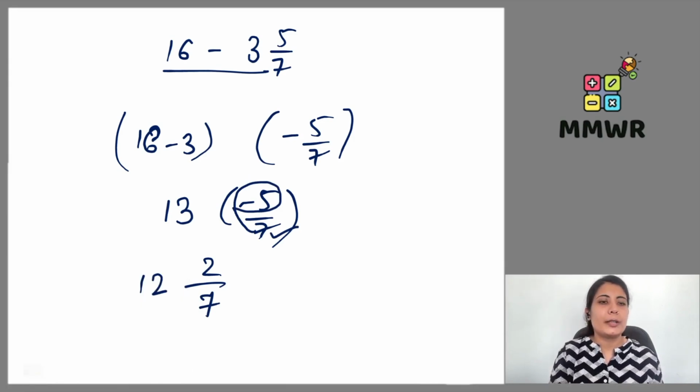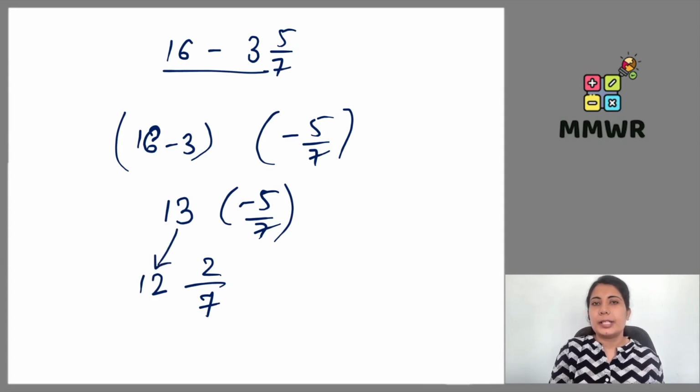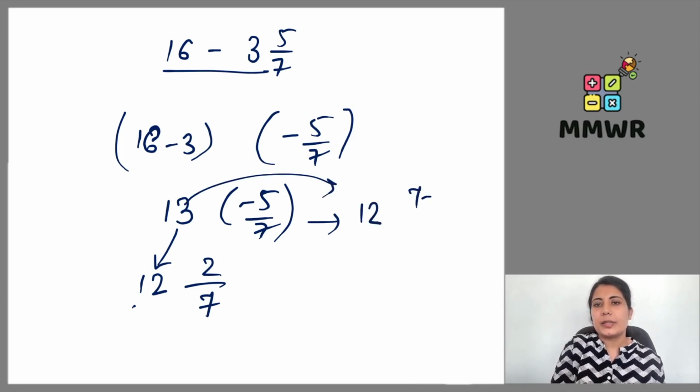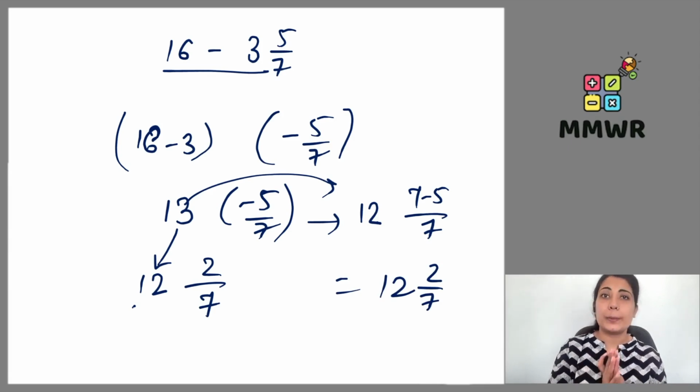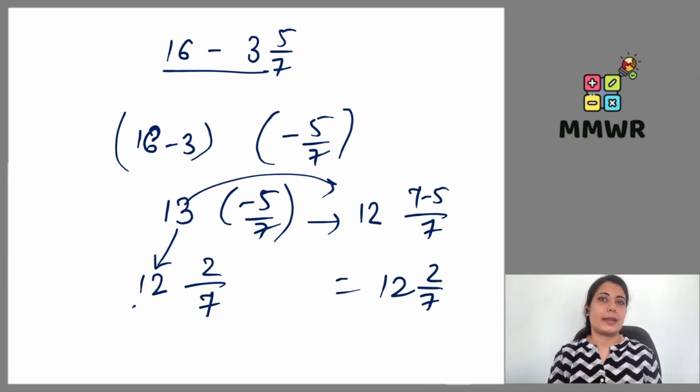आपको सिर्फ डिनोमिनेटर में से न्यूमरेटर को माइनस करना है जब भी नेगेटिव की सिचुएशन आ जाए. That's it. और 13 को एक नंबर कम कर देना है. 13 बन जाएगा 12, right? This 13 will become 12. And this will become 7 minus 5 upon 7. Only in case when you are getting negative, not always. So this gives us 12 and 2 upon 7. Okay. I hope it is easy to apply and easy to understand.